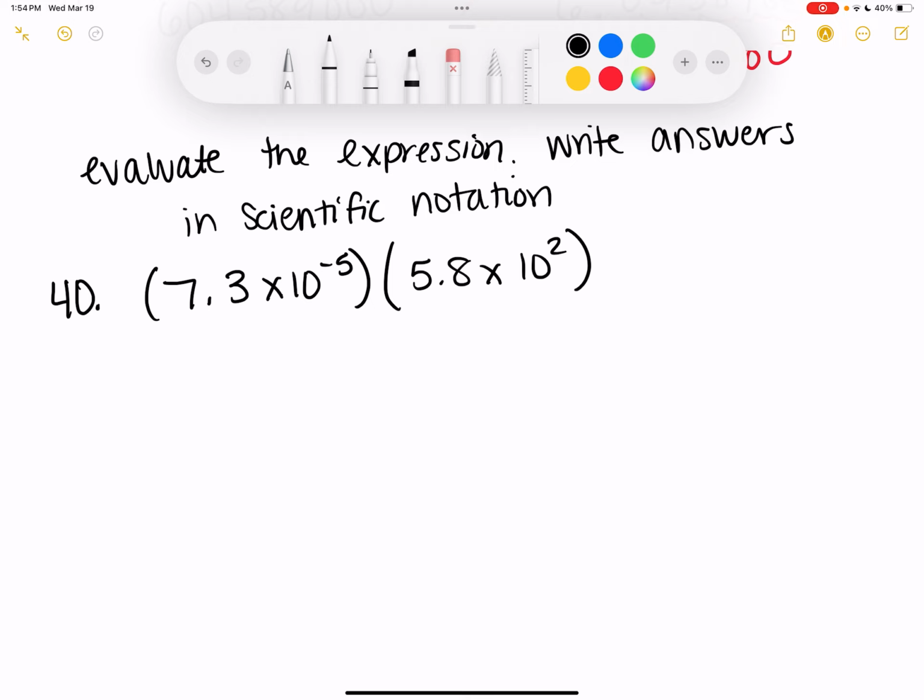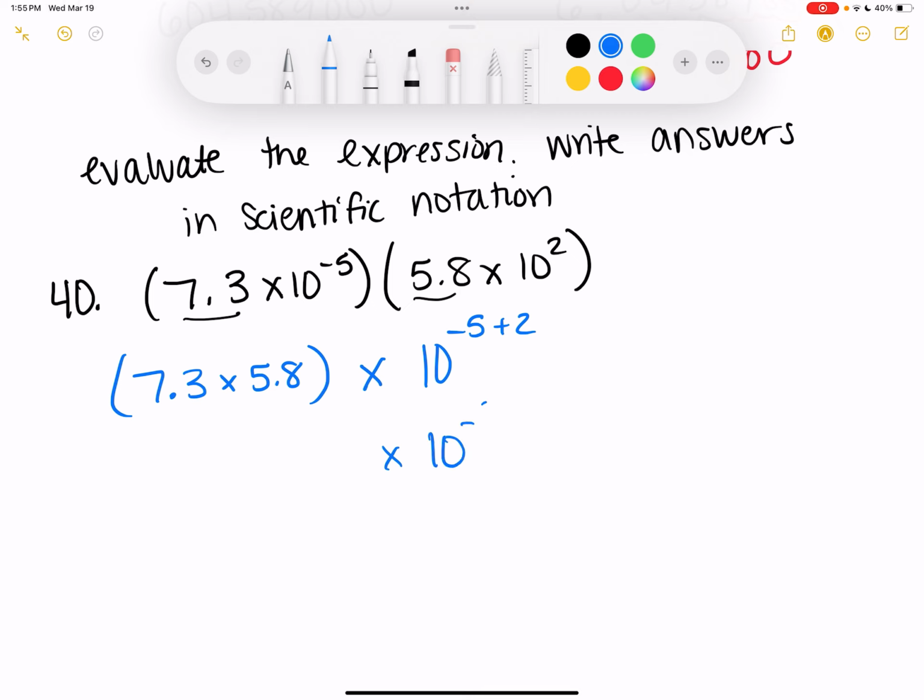Anyway, so everything's being multiplied in here, so I'm going to take this 7.3 and the 5.8 and multiply them by each other. So I'm going to have 7.3 times 5.8. Times, now I'm multiplying things that have the same base. What happens when I do that? We add them together, so this is going to be 10 to the negative 5 plus 2. So this is going to end up being times 10 to the negative 3.